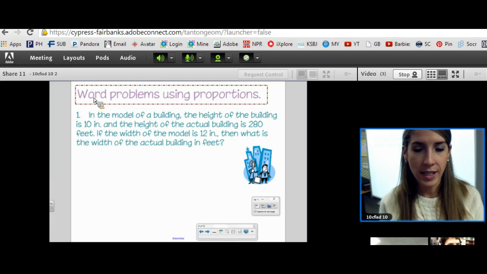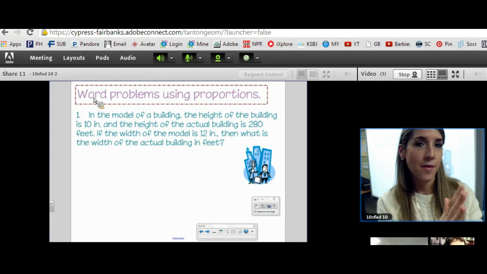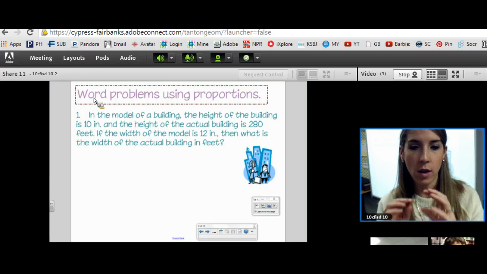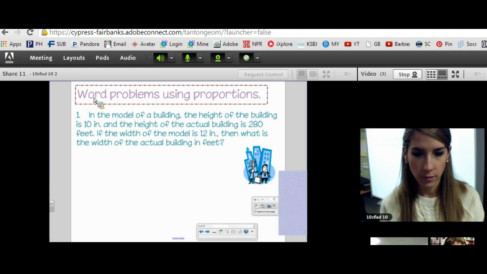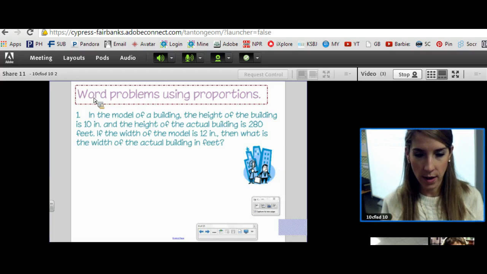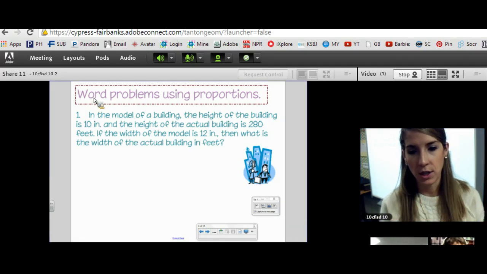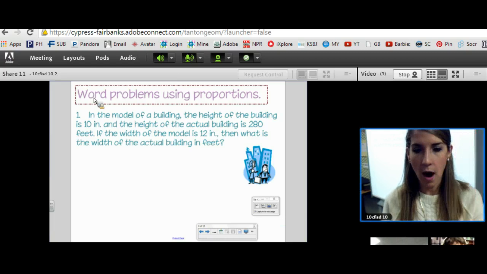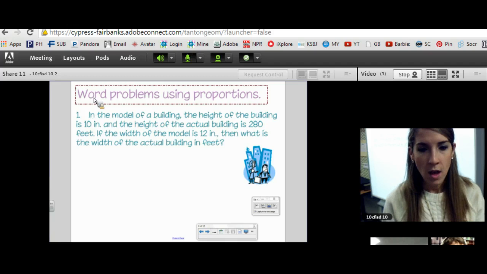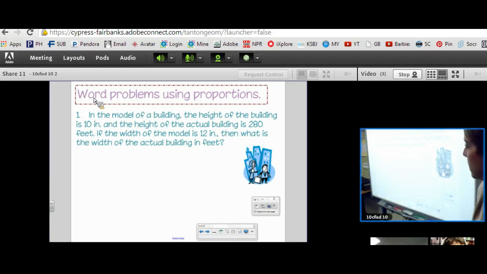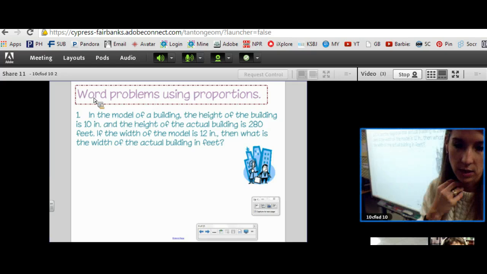So there's two choices here. You can put the height of the model over the height of the building equals the width of the model over the width of the building. Height over height equals width over width. Or you could put inches over inches equals feet over feet and keep the model on one side and the actual building on the other. Totally up to you. I like to do height over height equals width over width. So that's what I'm going to model up here, but you're welcome to do it your way if you would like.